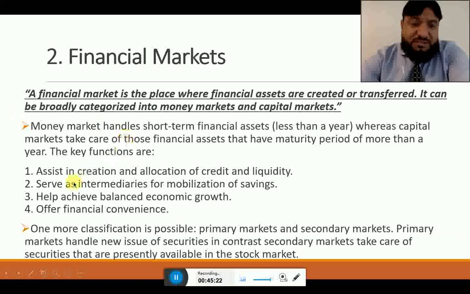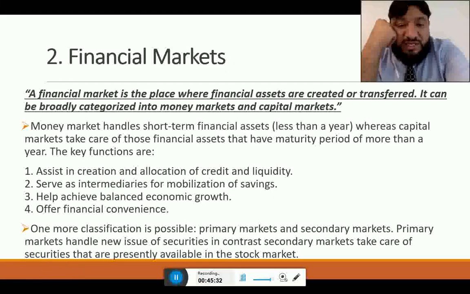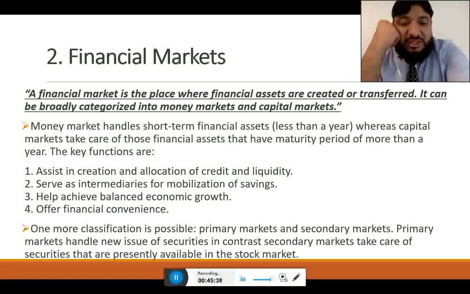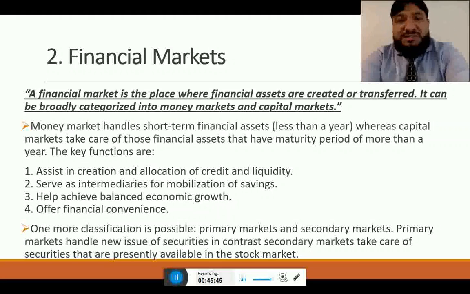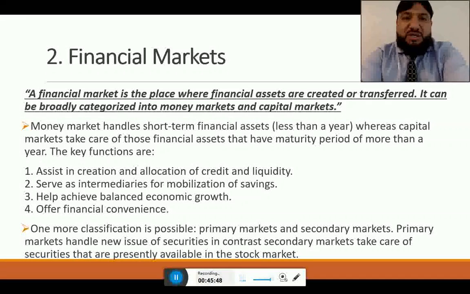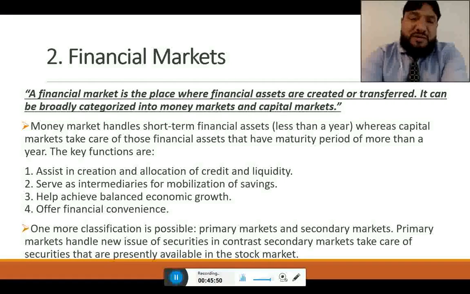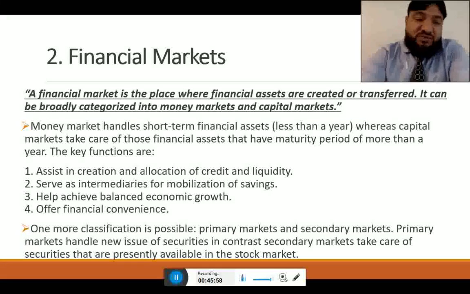Okay, now the next one is that they serve as intermediaries for the mobilizing of savings. So it's a platform where intermediaries mobilize savings, and this helps achieve balanced economic growth. Through financial markets, there is economic growth in the country. They also offer financial convenience. Convenience basically means availability. So through the financial markets, there is availability of funds. Those in need of funds can easily have access to them through the financial market, right?